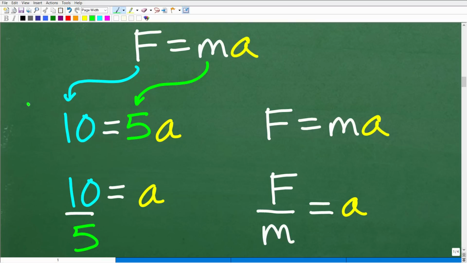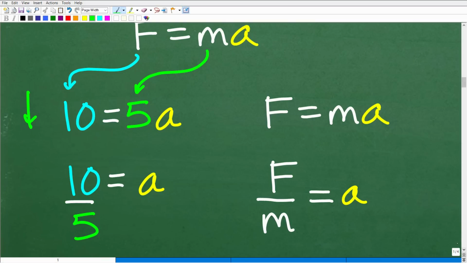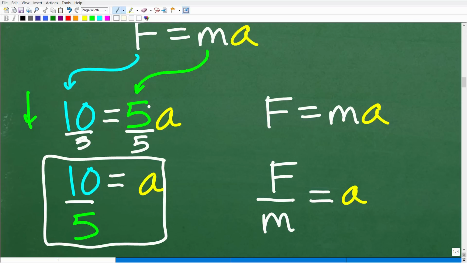So let's focus our attention over here first. If I was going to solve for A, I have this super easy equation, right? 10 is equal to 5 times A. How do you solve for A? Easy, you simply divide both sides of the equation by 5, right? And that's how I would solve for A. So whatever's in front of this A, we're dividing both sides of the equation by it. So the answer is going to be A equals 10 over 5.